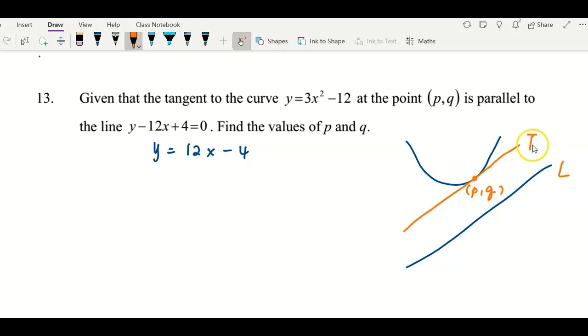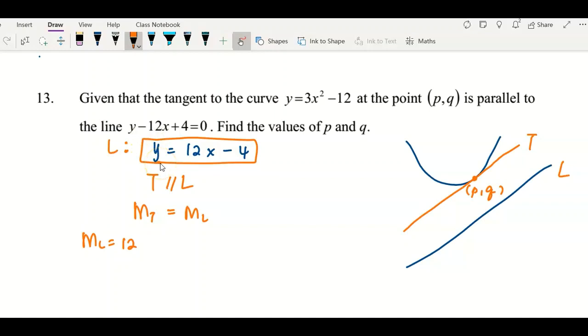So since the lines T and L are parallel to each other, meaning that the gradient is the same. They have the same gradient. From here, I can see that the gradient of the line L is equal to 12 from this form, which is in the gradient form, y equals mx plus c. So now I need to get dy/dx so that later on I can equate it to this 12, then I can solve for the x value.